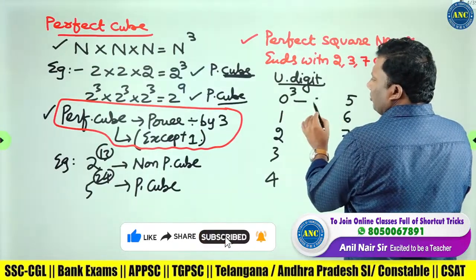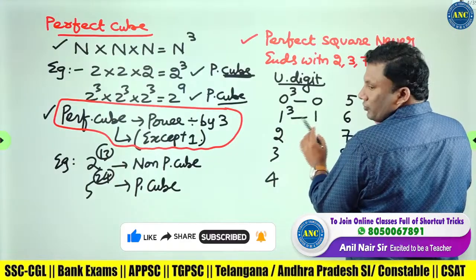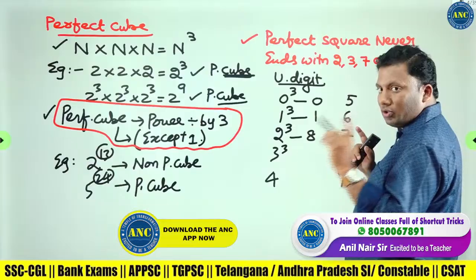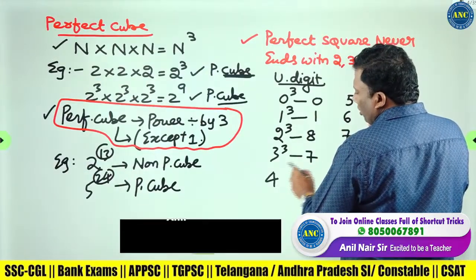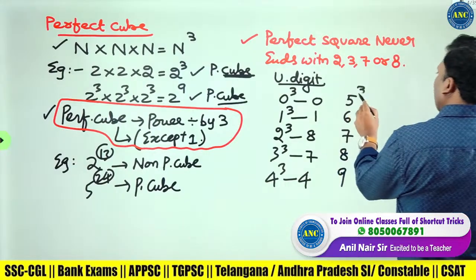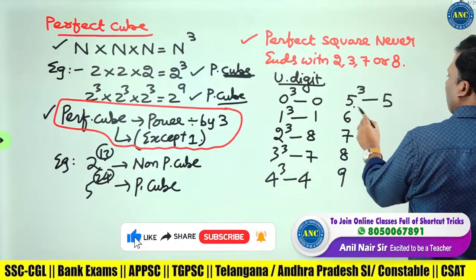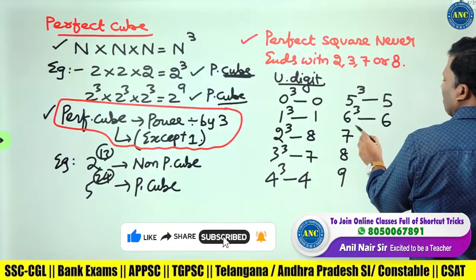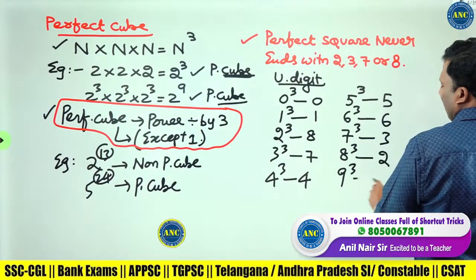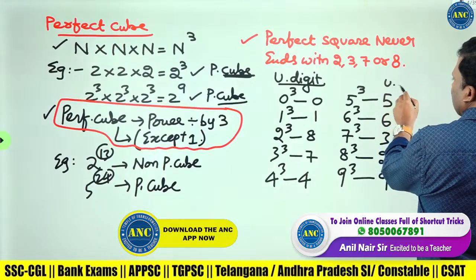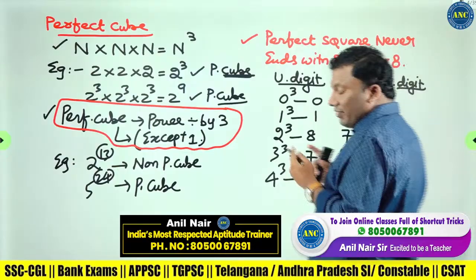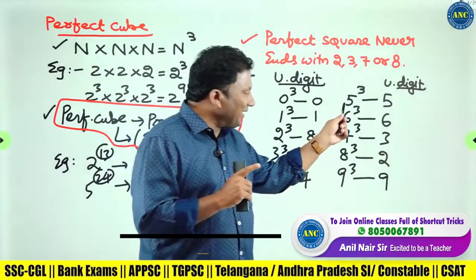0 cube is 0, 1 cube is 1, 2 cube is 8, 3 cube is 3 into 3 into 3, 27, 4 cube is 4 into 4 into 4, 64, 5 cube is 5 into 5 into 5, 125, 6 cube 216, 7 cube 343, 8 cube 512, 9 cube 729. The right hand side shows the unit digits of the result. You might say, sir, finding beyond it is a little tough.